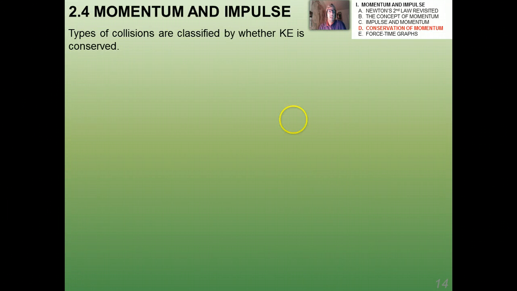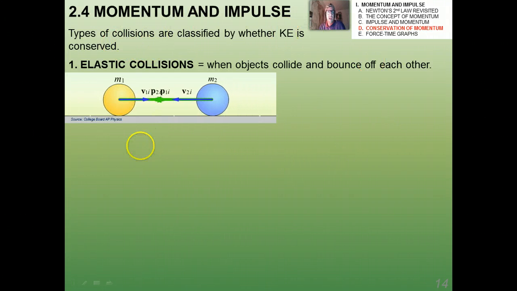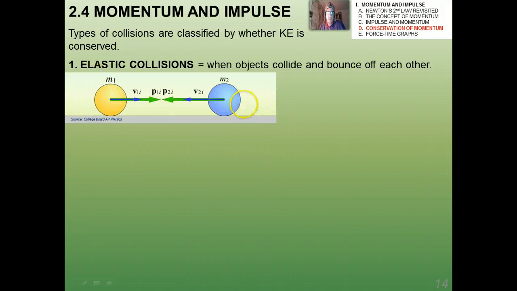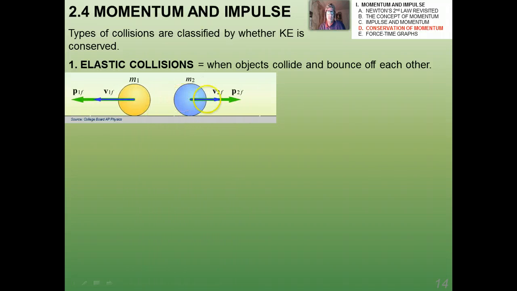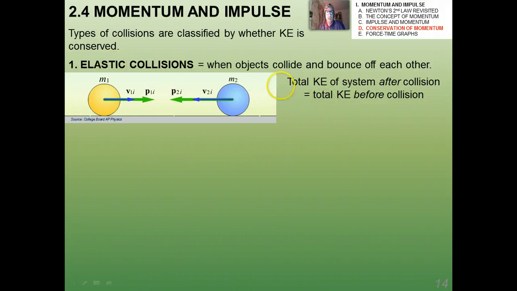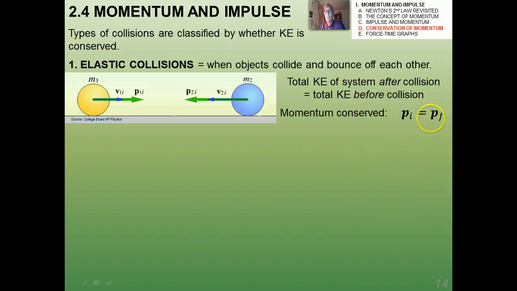Now, the types of collision are actually classified by whether kinetic energy is conserved. That's how we decide what kind of collisions we have. The first kind is an elastic collision, and these are when objects collide and bounce off of each other. So here's their initial position. M1's over here, M2 is over here. They bounce, and either of them recoil in the same direction from whence they came. The total kinetic energy of a system after the collision, in an elastic collision, is exactly the same as the total kinetic energy before the collision, and momentum is conserved, so the initial momentum equals the final momentum.